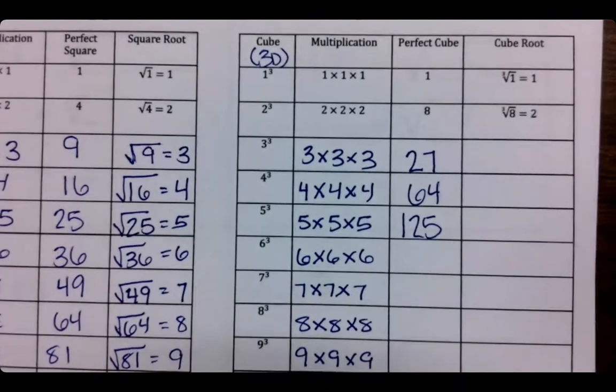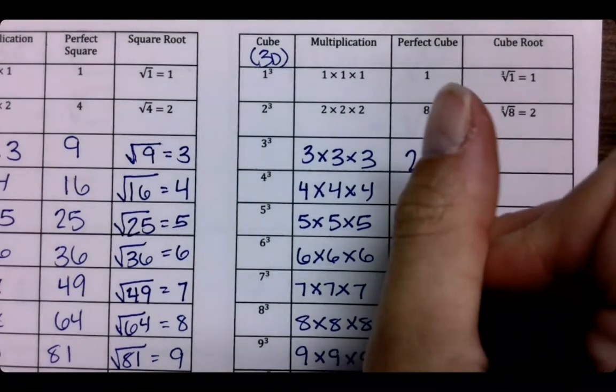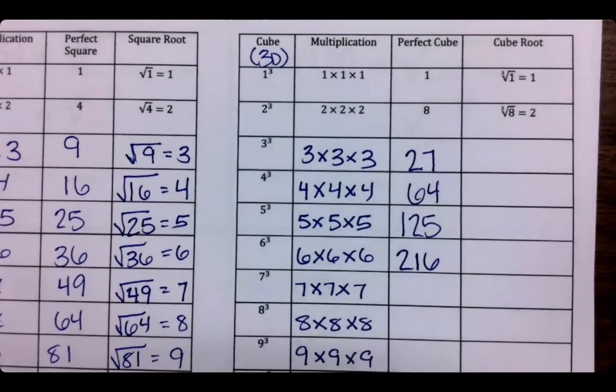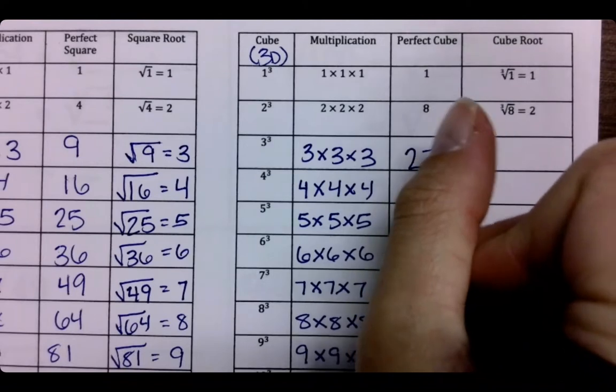And those are all the ones that I know, so I'm going to have to use a calculator as well. I promise all you're doing is 6 times 6 times 6 is 216. Then we have 7 times 7 times 7.